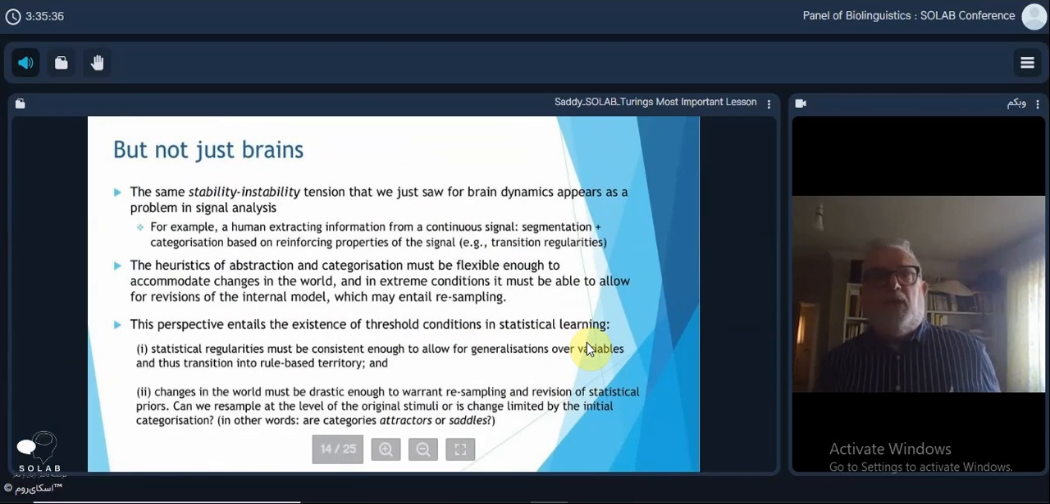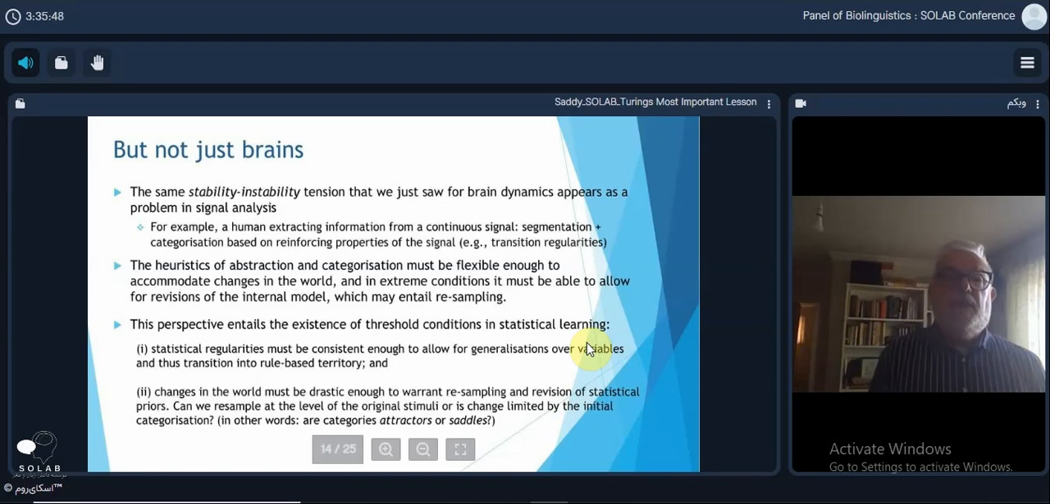All right, so now we've talked about brains. It's not only brains. The same kind of stability and instability tension that we just saw for brain dynamics is true in signal analysis. A human extracting information from a continuous signal has to pull out some kind of segmentation and categorization based on some sort of reinforcement properties embedded in the signal. The heuristics of abstraction and categorization have to be flexible enough to accommodate changes in the world. And in extreme conditions, it must allow for revisions of any type of internal model that we may associate with a signal. That may entail, in fact, resampling.